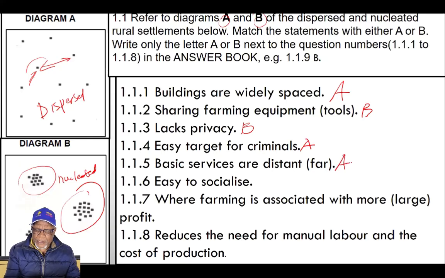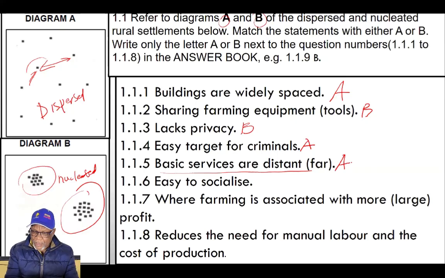However, when you look at these answers, they are the characteristics or advantages and disadvantages. Now, they say basic services are distant. So it means now this will be a social disadvantage. This will be a social disadvantage for area A. But now you must classify this social disadvantage as is it economic or is it social?